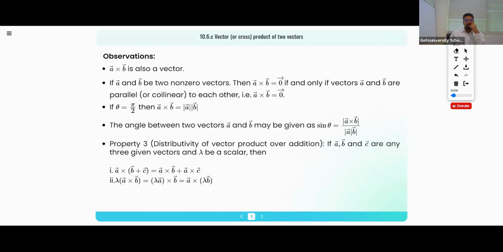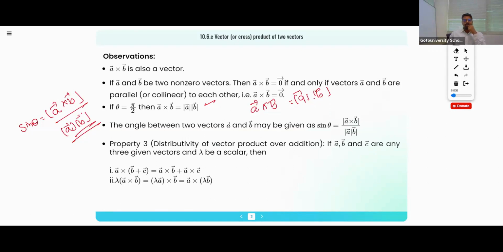If theta is pi by 2, what happens to the cross product? Sine 90 will be 1. It will be a vector into this. So the angle between the vectors A and B may be given by sine theta equals the magnitude of the cross product of the two vectors divided by magnitude of A into magnitude of B.